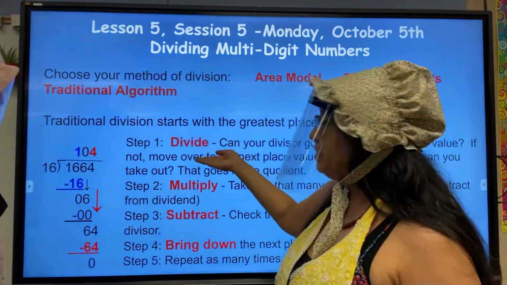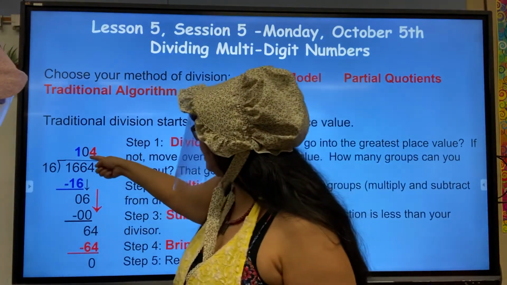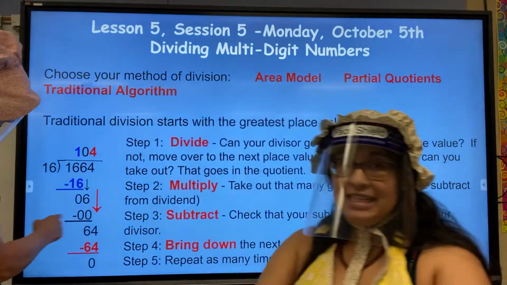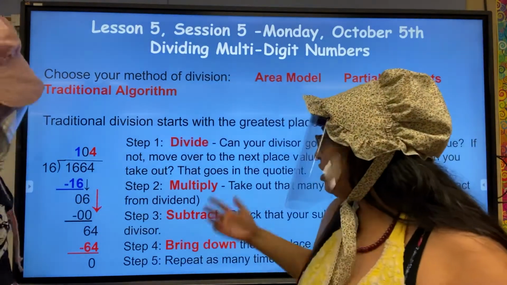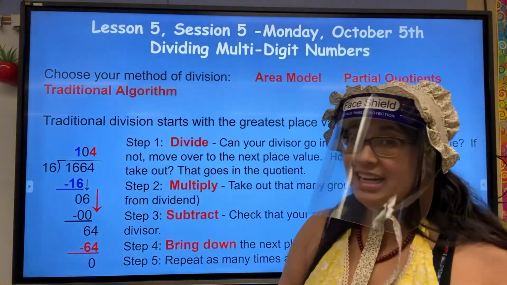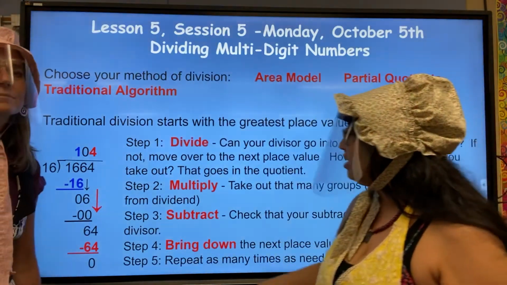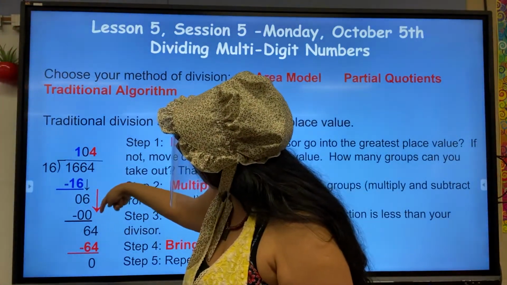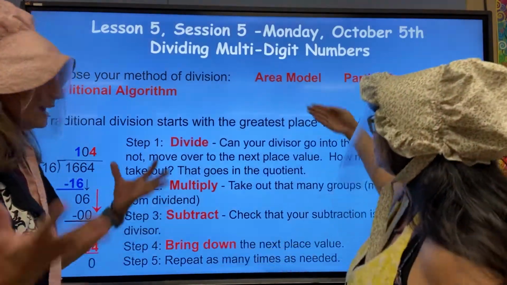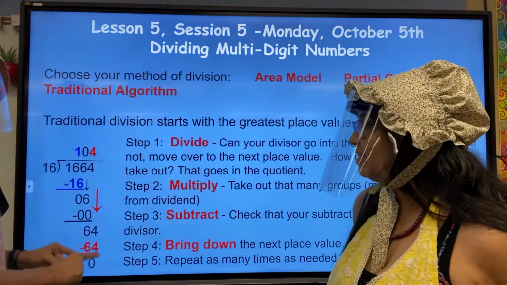And we just started repeating our steps again. So that was divide. Now we multiply. Well, since there's 0 16s in 6, 16 times 0 is 0. Then I subtract, step 3, and 6 minus 0 is still 6. And then I bring down my next number, which is the 4. And so now we have 64 we can work with. And so now we can divide again. How many times does 16 go into 64?